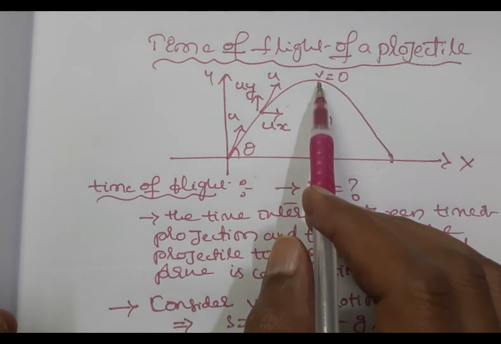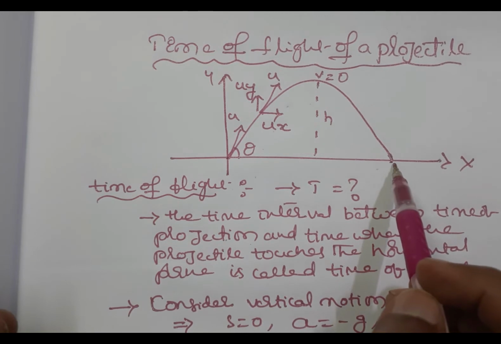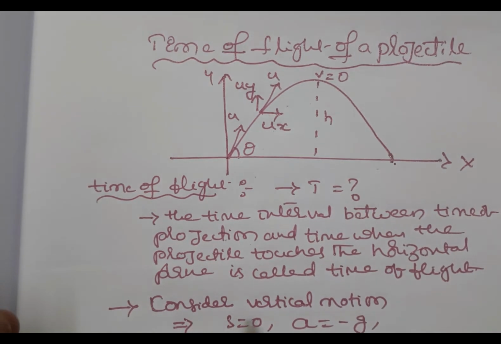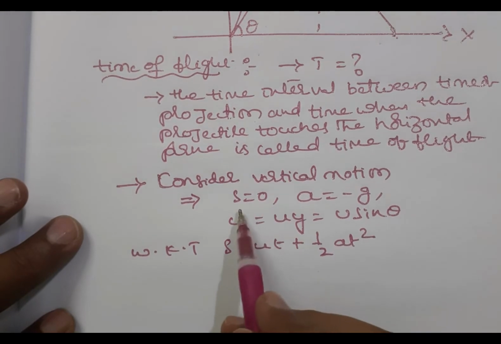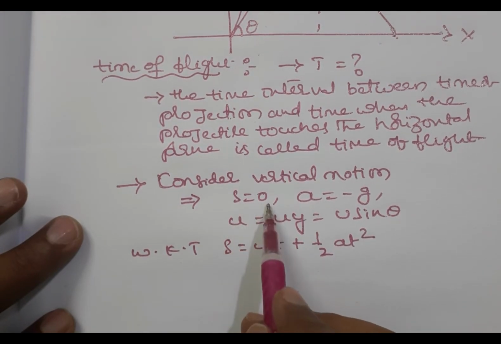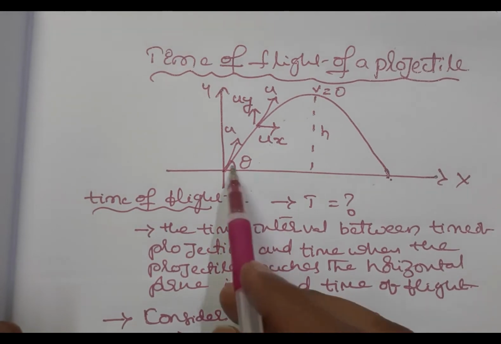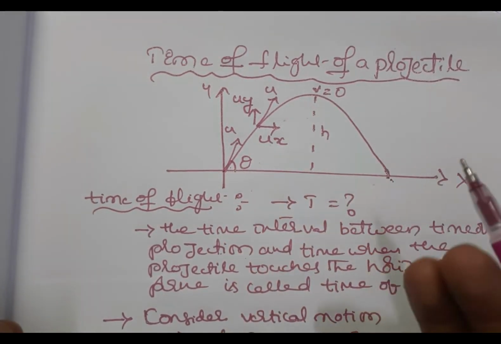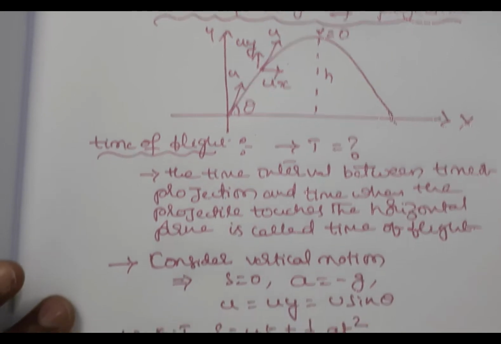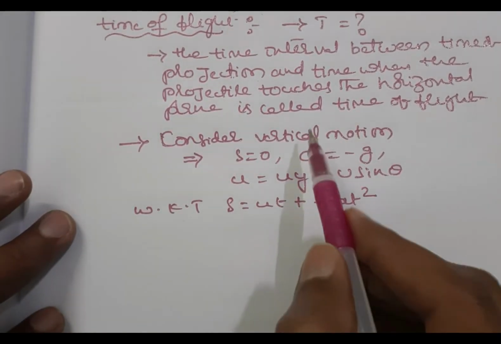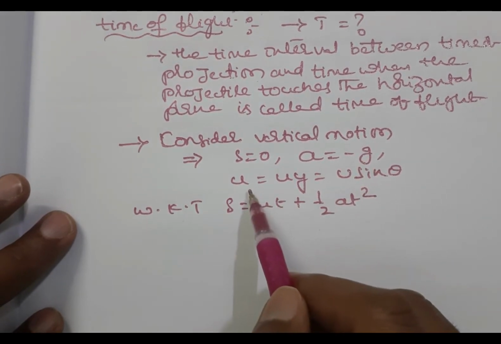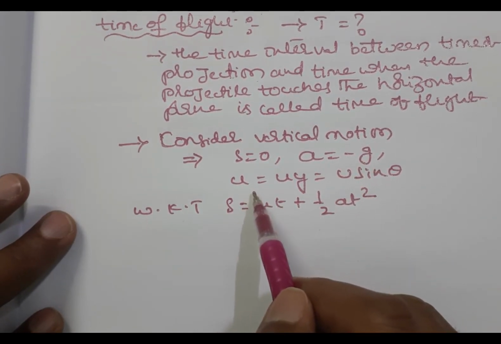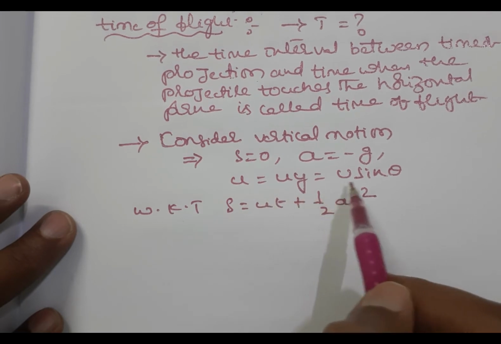At the maximum height, the vertical velocity is 0. When it touches this point, the vertical distance traveled by the projectile is 0. So consider the vertical motion of the projectile. Vertical distance traveled s is 0, because the particle goes up and comes down. As the vertical motion is considered, acceleration due to gravity is minus g, and the initial velocity related to the vertical component is u sin theta.